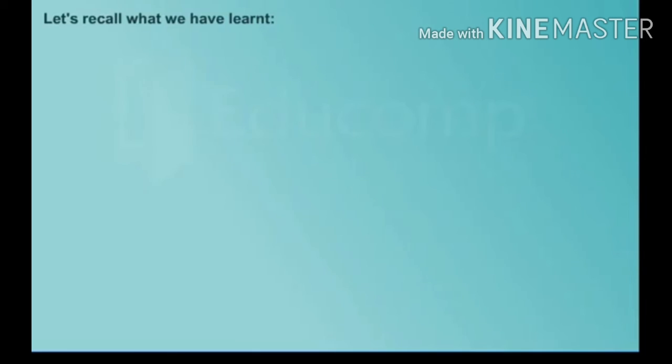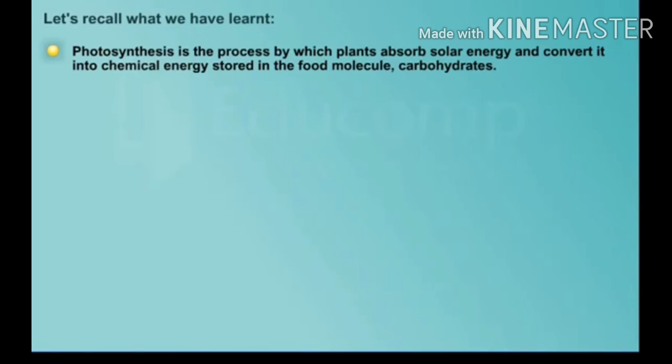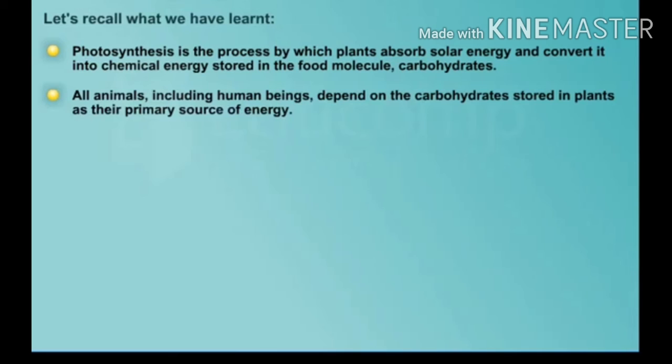Let us recall what we have learned. Photosynthesis is the process by which plants absorb solar energy and convert it into chemical energy stored in the food molecule, carbohydrates. All animals, including human beings, depend on the carbohydrates stored in plants as their primary source of energy.